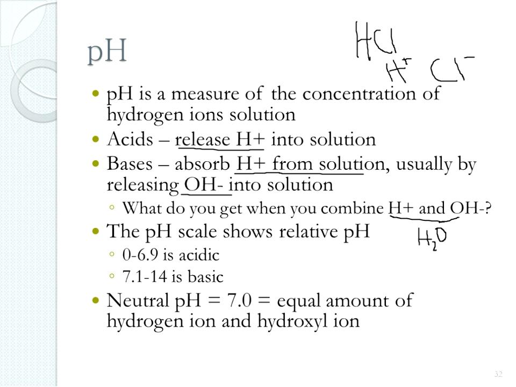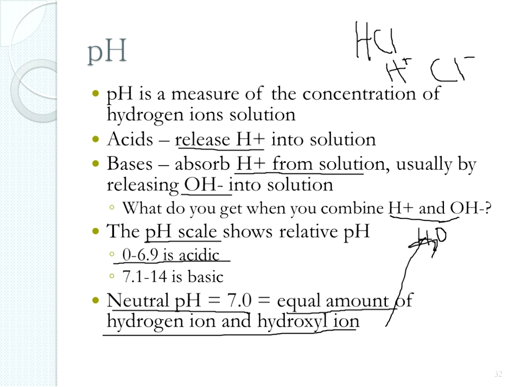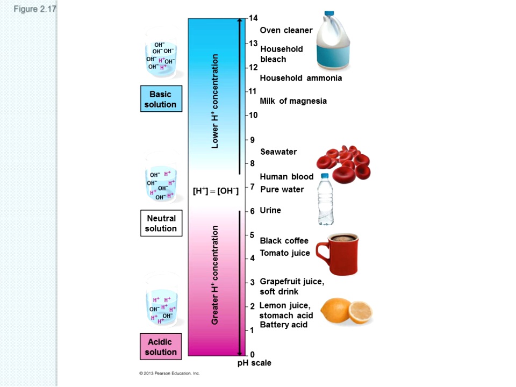We measure the relative hydrogen ion concentration using the pH scale. The pH scale runs from 0 to 14. Neutral is 7.0, an exactly equal amount of hydrogen ion and hydroxide ion because they form water. Anything less than 7 is acidic, and anything greater than 7 is basic. So let's take a look.